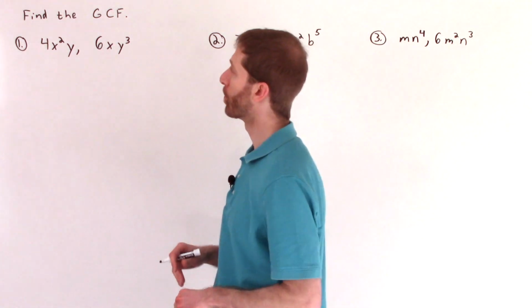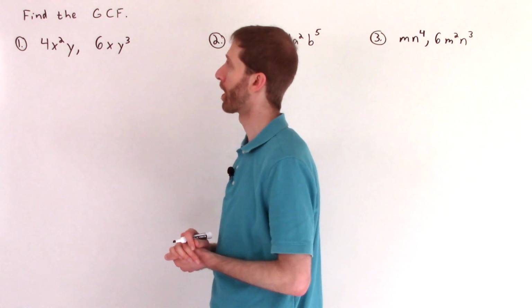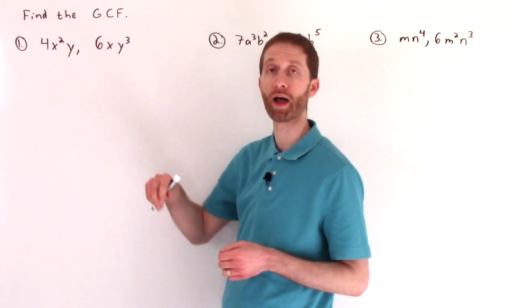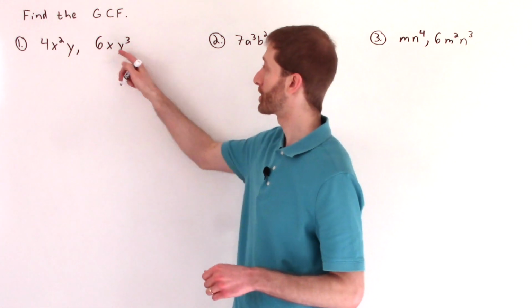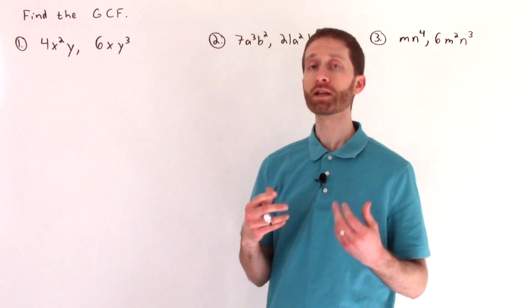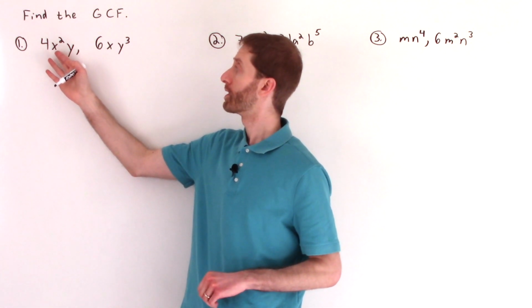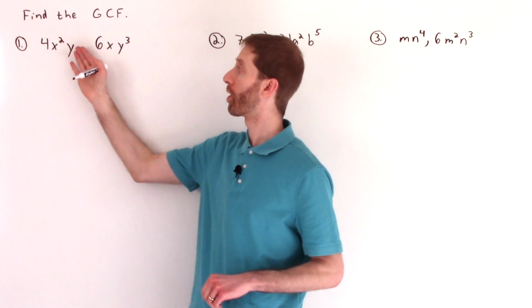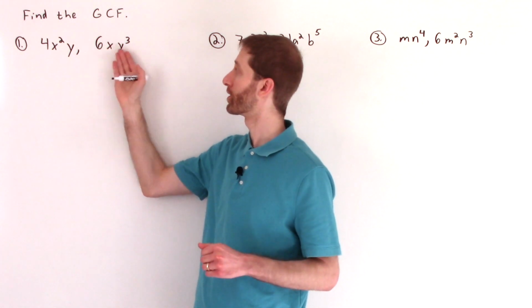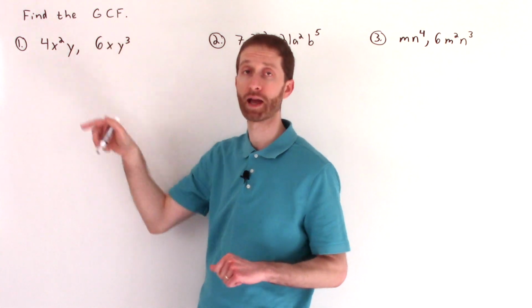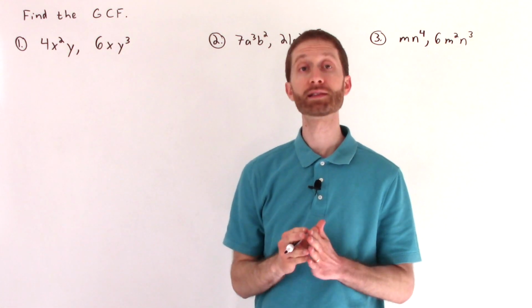The first problem we're asked, as we're asked in the other 2 problems, to find the GCF between 4 times x squared times y and 6 times x times y cubed. Each of these are individual terms, and if we recall from previous videos, that means each term is joined all by multiplication. So 4 times x squared times y, 6 times x times y cubed. Now the process is not so bad.